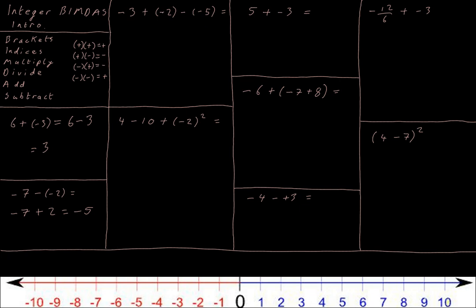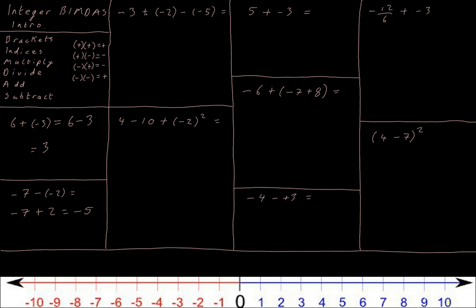It's worth noting we don't actually need to have these in brackets. Sometimes you will see this written as something like 5 plus minus 3. Because the 2 symbols sit right next to each other, that means multiply. But often we will use brackets. And we generally should use brackets. But sometimes you'll see this too.